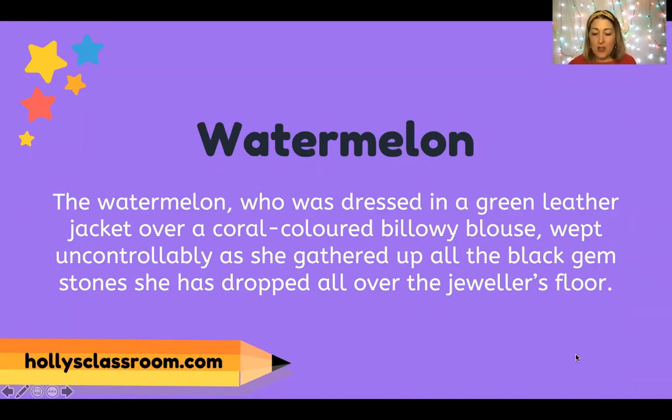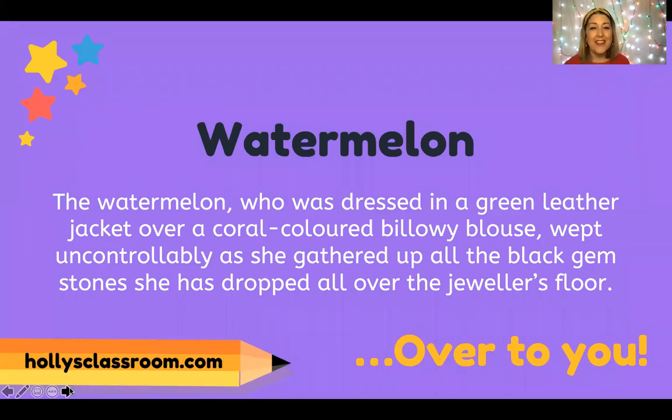So, the watermelon, who was dressed in a green leather jacket over a coral-coloured billowy blouse, wept uncontrollably as she gathered up all the black gemstones she had dropped all over the jeweller's floor. Now, looking at that, can you see where I've described what the watermelon looks like? So its appearance, its actions, and also its emotions. So I tried to incorporate all 3 in this description. I wonder if you can find them. Well, it's over to you now. Let's see what you come up with.